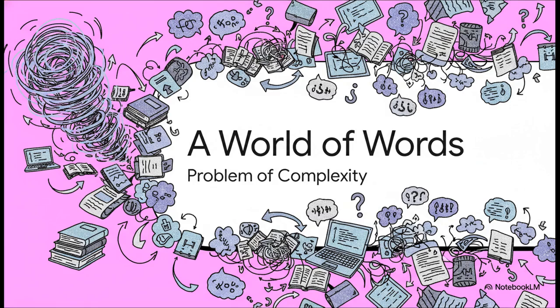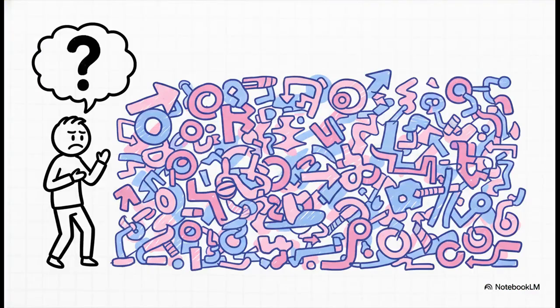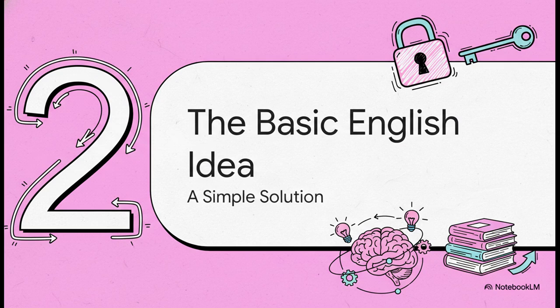We're basically living in a world that's overflowing with words, which means we're constantly dealing with the problem of complexity. And we've all felt this. You're reading an article or listening to someone talk, and they just hit you with this wall of jargon. Instead of making things clearer, all those extra words just build a barrier. You end up more confused than when you started. But what if there was a really clever, structured way to just cut right through all of that confusion? Well, this is where the simple, elegant idea of Basic English comes in.